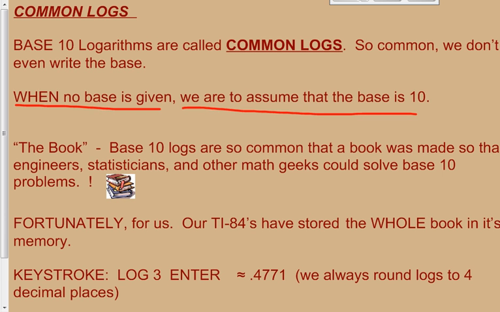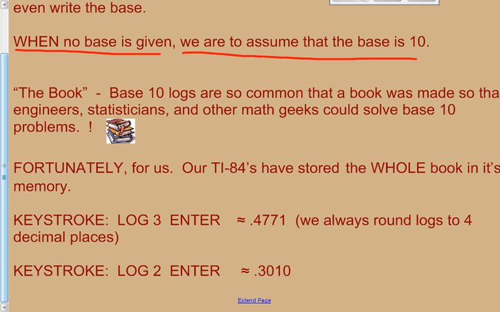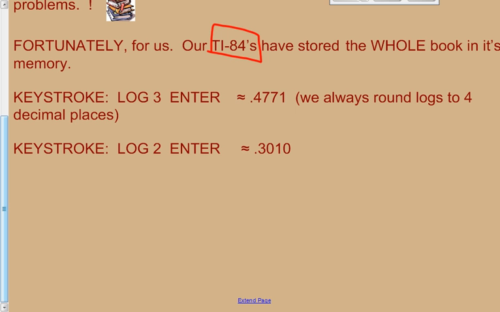The book was made with this base 10. They're so common that this book was made for people who do a lot of math, engineers, statisticians, and so forth, that would solve base 10 problems. Fortunately for us, with the technology that we have, our TI-84 is very, very valuable in this lesson. It has the whole book stored in its calculator memory, so we're going to be using that on every problem today. So if you don't have it out in front of you, pause the video, go get your graphing calculator and come back, because we're going to use it on every single problem.